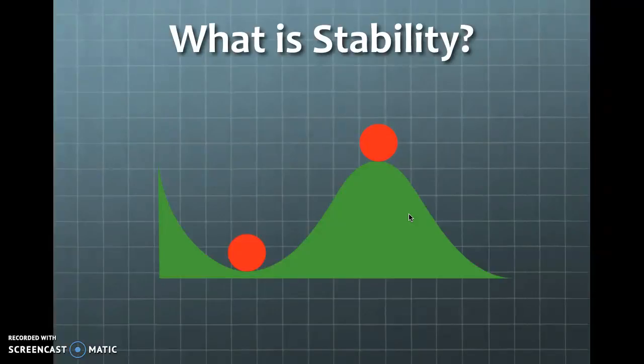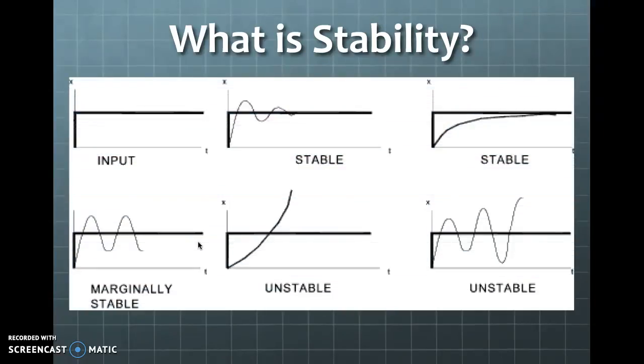Let's start with a simple example. An example of an unstable system is the ball on top of the hill. No matter which way the ball moves, it will never reach its original location back at the top of the hill. On the other hand, a stable system, the ball on the ground, will always roll back to its original location. Now, when looking at systems, we apply the same logic.